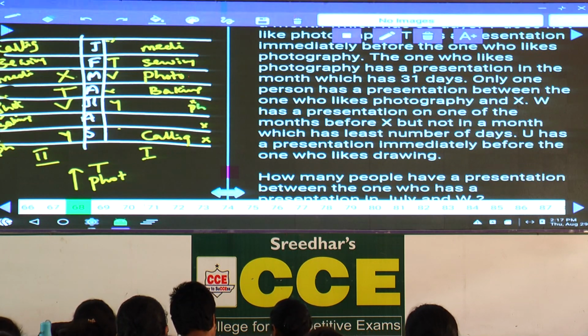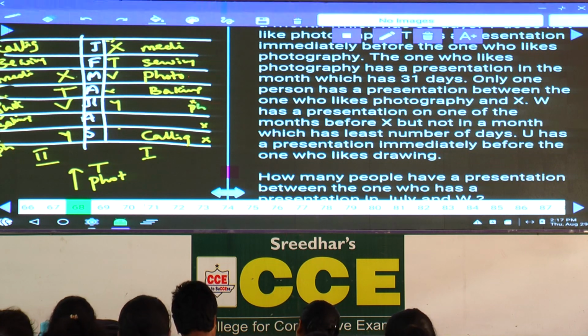Between photography and X, there must be exactly one person. Hence in the first case, X must be in the month of Jan. Clear now? And next one.